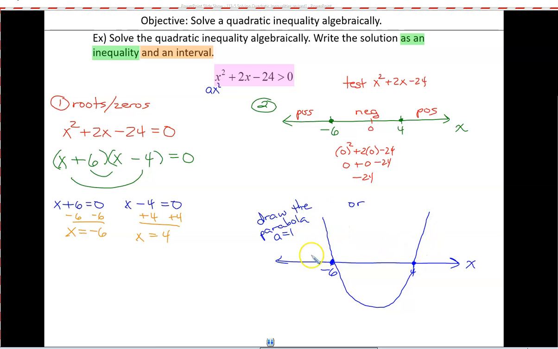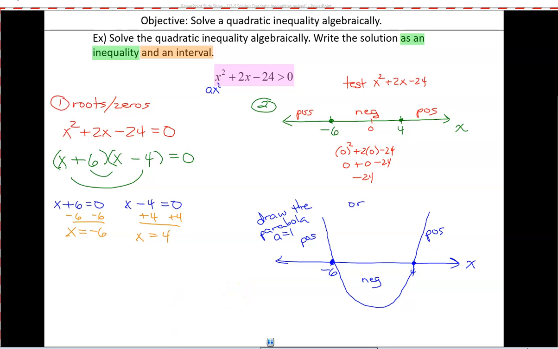So this piece on the left is above the x-axis, so it's positive values. The piece in the middle is below the x-axis, so it's negative values. The piece on the right is above again, so it's positive. So notice you get the same result, positive, negative, positive, as we did up here. So you can either use the calculation method or you can use the drawing the parabola method. Does not matter to me, as long as you justify your answers with one of these two ways of doing your work.